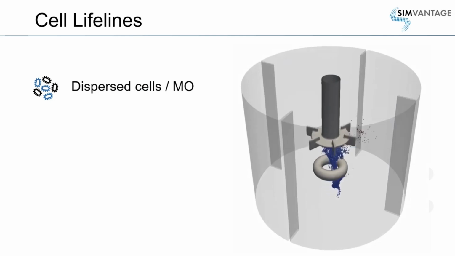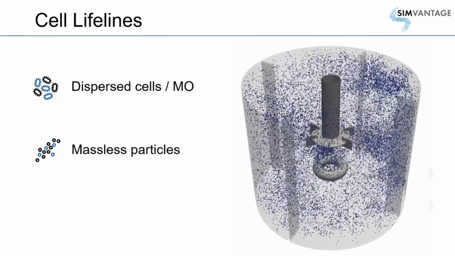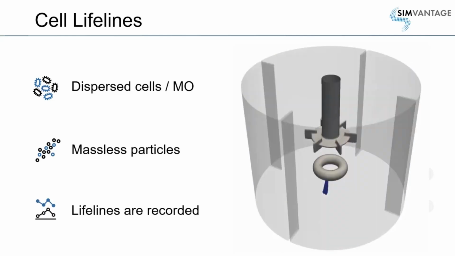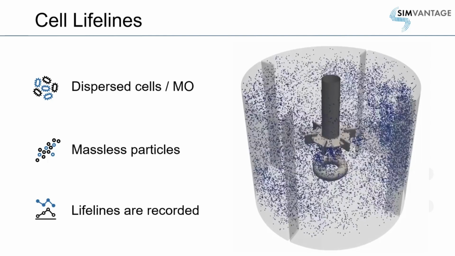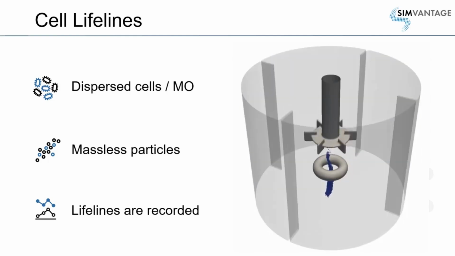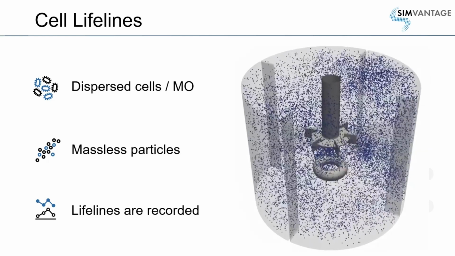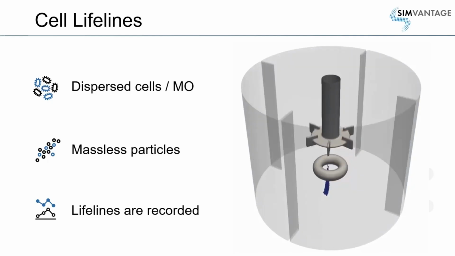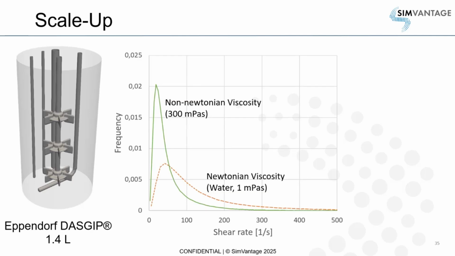Now we introduce the cells into our virtual reactor, and these are massless particles that flow with the flow field, and then you can record the lifelines. The lifelines are what the cells feel, the cell's microclimate, and if we can keep this microclimate around the cells constant in the scale-up, then we achieve a perfect scale-up, because the cells only care about their very small environment around their location. Now for the DASGIP, we do exactly that.